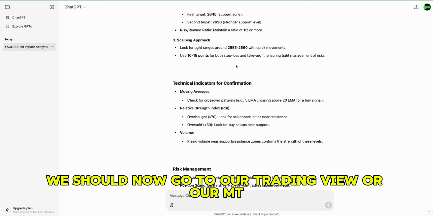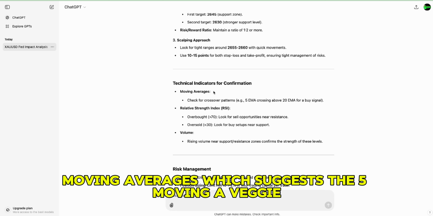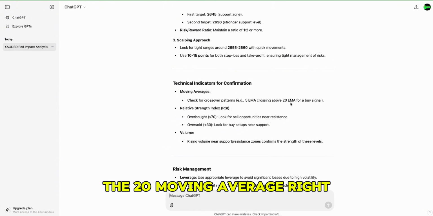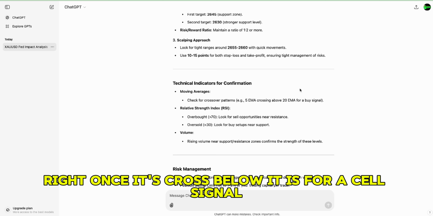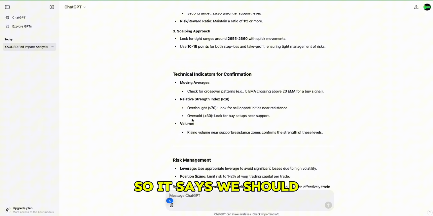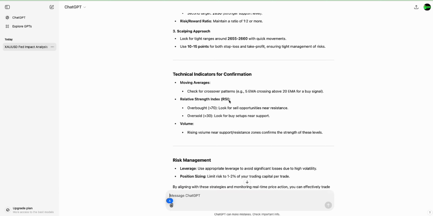We should now go to our TradingView or our MT5 or 4 and add moving averages, which suggests the 5 moving average, the 20 moving average, right? So once we have a crossover, it is for a buy signal, right? Once it crosses below, it is for a sell signal. So it says we should also add our relative strength index.